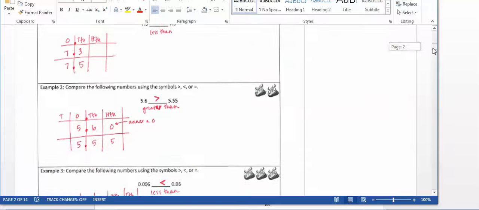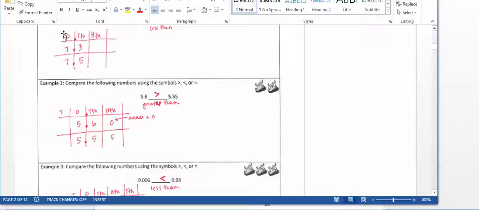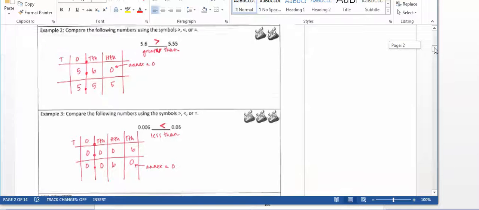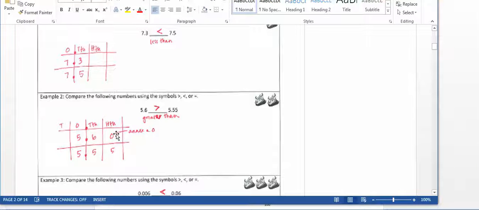So we'll set up our place value chart. The digits in the ones place are exactly the same, so let's move to our tens place. I can see that 5 is greater than 3, so I know that 7 and 5/10 is greater, and so the way that I would write this is 7 and 3/10 is less than or smaller than 7 and 5/10. Same thing here. The only new thing that we're going to be doing is annexing a 0 in the hundredths place, and so I can see that 5 and 60/100 is greater than 5 and 55/100.